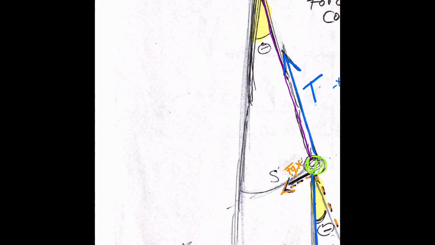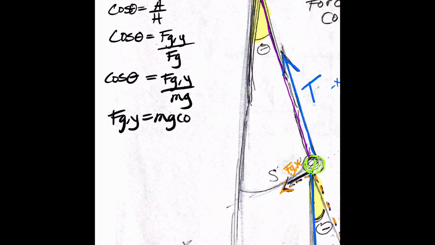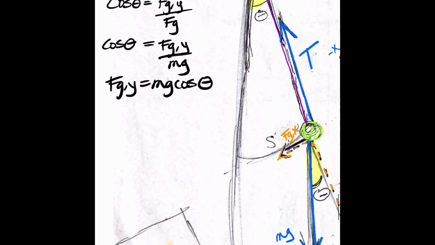The CAH part for the cosine, right? So we had cosine theta equals the adjacent, which is FG. We said that's FGY. And we know FG is mg. All right, so hopefully that's making sense.